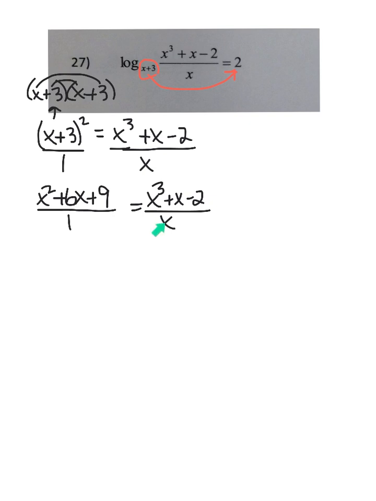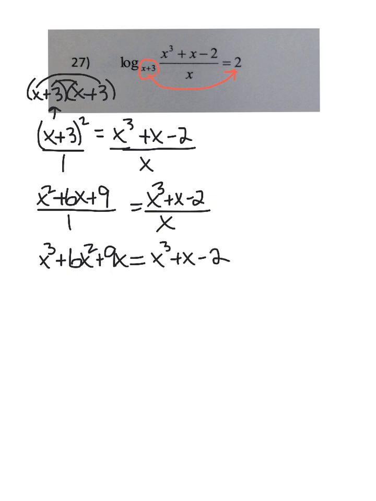So I'm going to start by multiplying this x times every term here. Every term, that x is going to get distributed through. So that's going to give me x cubed plus 6x squared plus 9x. Equals, and then on the other side, I'm multiplying by 1, so that's just going to stay the same. So x cubed plus x minus 2.